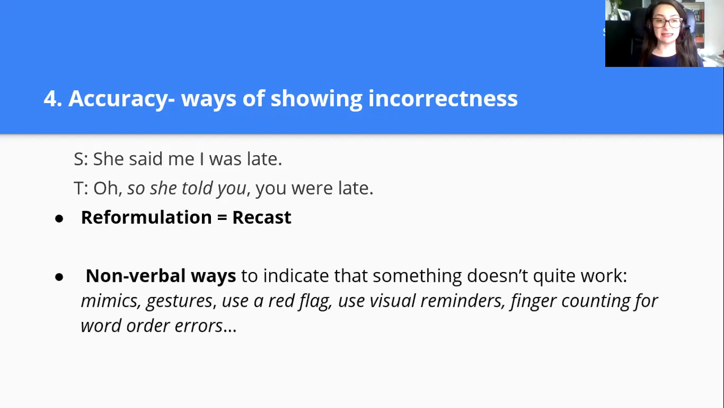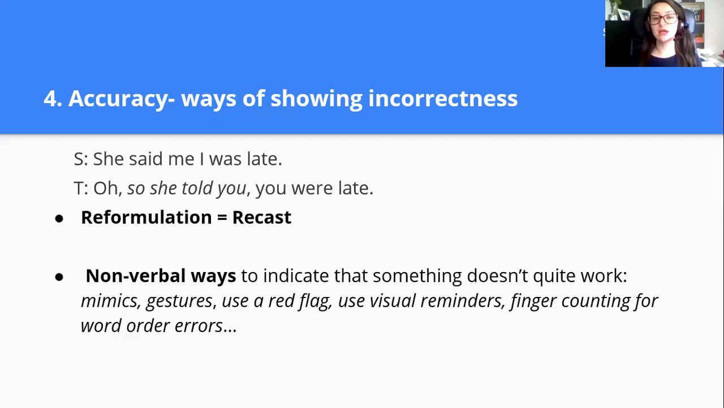Last but not least, and most of all my favorite, are the non-verbal ways to indicate that something doesn't quite work. Feel free to use mimics and gestures and visual prompts to signal a mistake or to show incorrectness. Trust me, it's quite enjoyable and pleasant to the atmosphere, and the students feel non-threatened. They're okay with it.